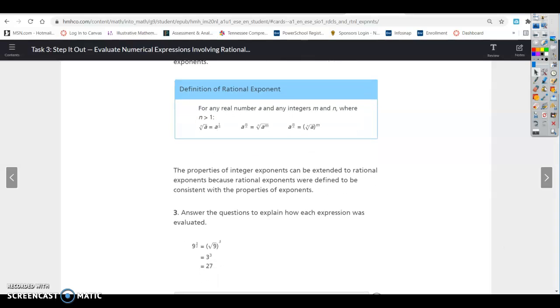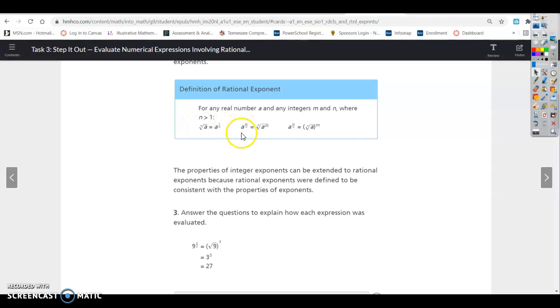All right, so definition. This is something that you need to commit to memory. For any real number a, and any integer n, where n is greater than 1. If you notice, n is in the denominator, so it has to be greater than 1. So the nth root of a equals a to the 1 over n power. Whatever is in the denominator becomes your index.